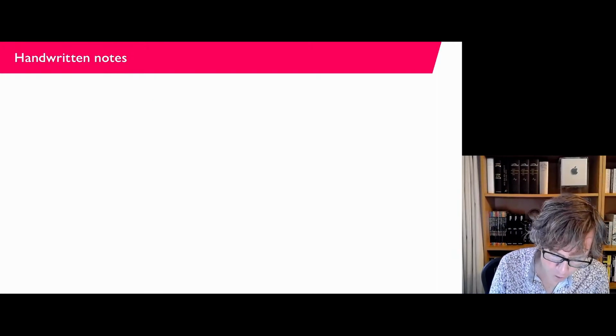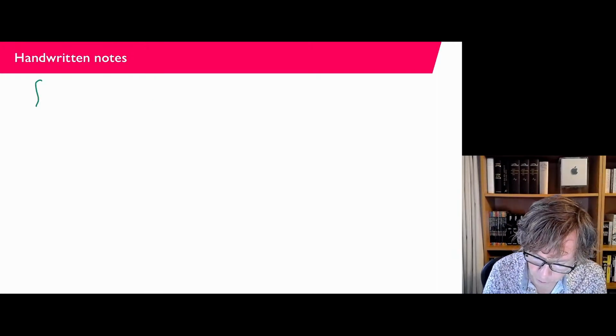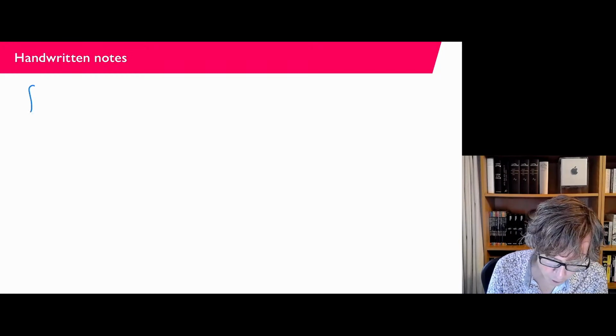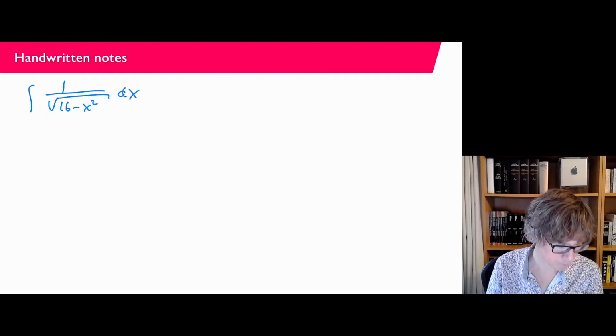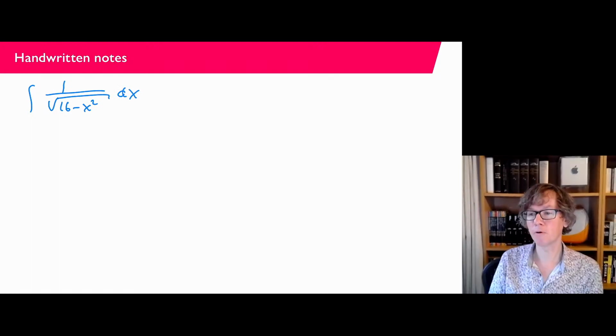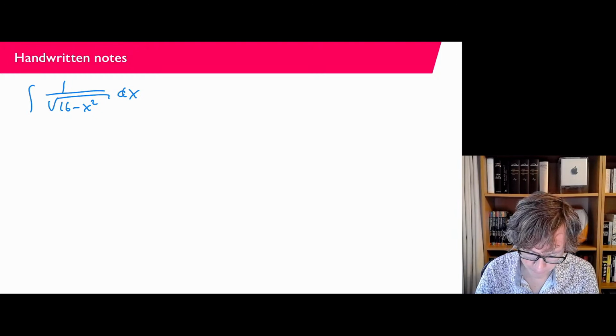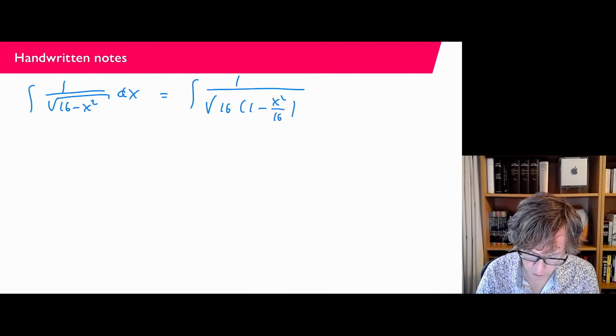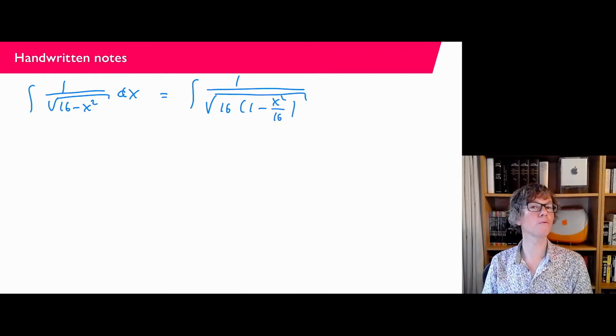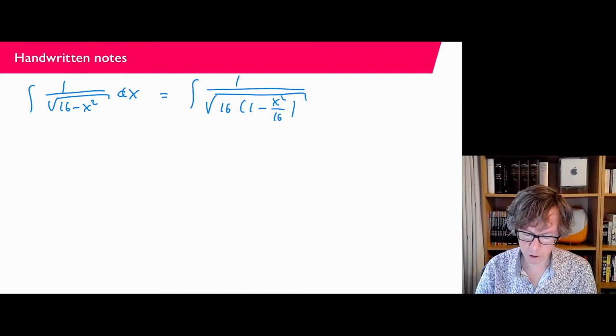So let's see. The first integral we need to tackle, let's do that in blue instead of green, is the integral of 1 over square root of 16 minus x squared dx. You could simply look that up in the table, but let's try to rewrite that to standard form ourselves. So I'm going to write that as the square root of 16 times 1 minus x squared over 16. Just below the square root, I pulled out a 16, because I want a 1 here.